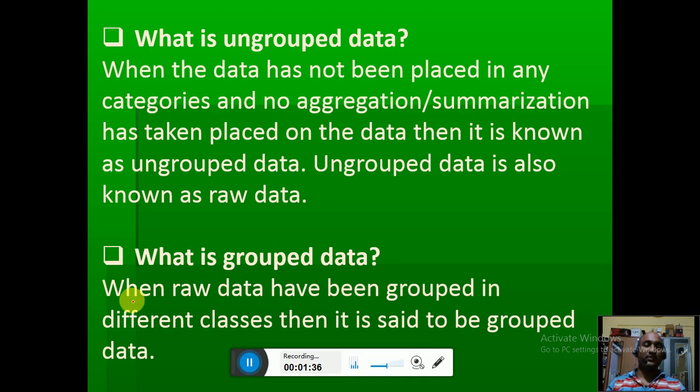So what is grouped data? When the raw data has been grouped into different classes, it is said to be grouped data. This is very important to concise the data and get an abstract of the data, because when the data is in raw form, you are not able to draw any inference from it. To draw inference, obviously we have to put that data in a proper format.